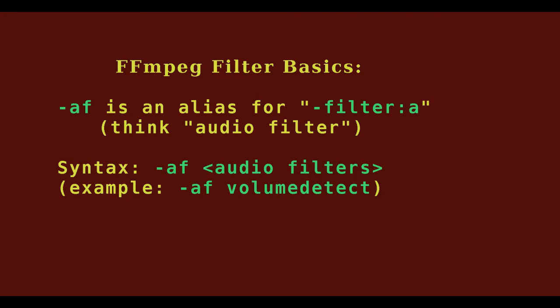FFmpeg has robust filtering capability. Here's an essential filter that we'll use next to measure the RMS level of an audio file. Remember -af as the option switch that filters audio. A good way to remember it is to think of af as an abbreviation for audio filter. The audio filter used for measuring both RMS and peak volume levels is the volumedetect filter.